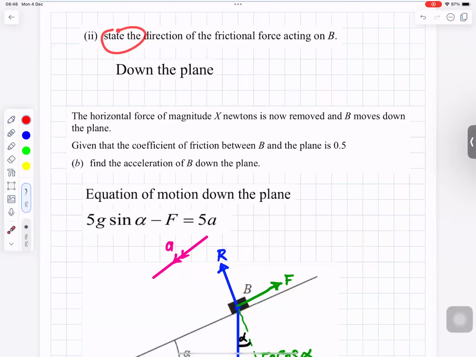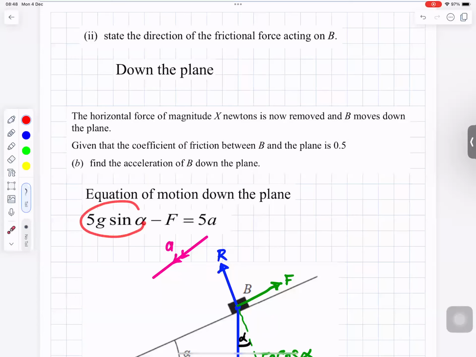So we say state the direction of the frictional force acting on B. So the direction is down the plane. The horizontal force of magnitude x newtons is now removed and B moves down the plane. Given that the coefficient of friction between B and the plane is 0.5, find the acceleration of B down the plane. So we want the equation of motion down the plane.